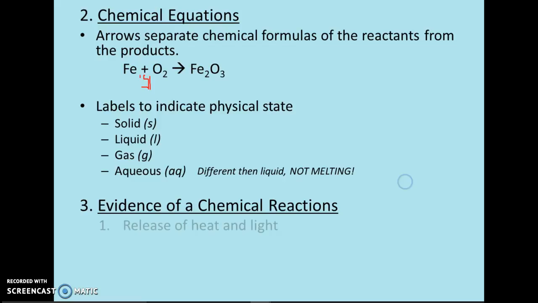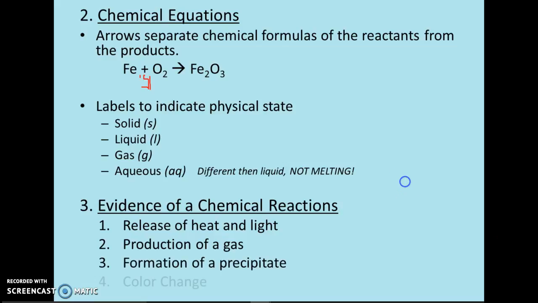Chemical changes are the following. So things that would denote a chemical change, like burning, are release of heat and light, production of a gas, formation of a precipitate, and color change. Remember, the identity of the substance changes in a chemical reaction or a chemical change.